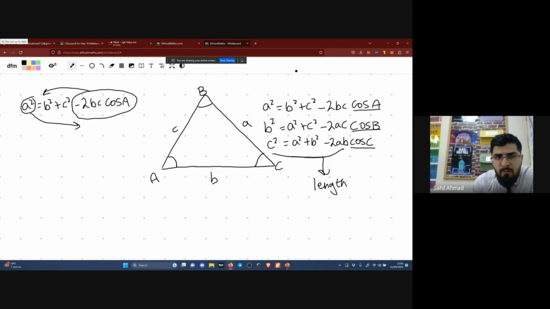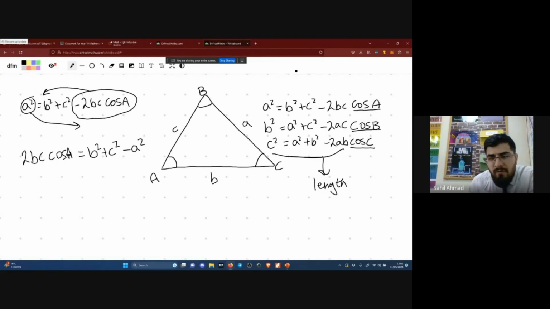Well, if this comes over here, we go from a negative to a positive. So this will become 2bc cos A is equal to b squared plus c squared, because this didn't go anywhere so it's still here, minus the a squared, because we went from a positive to a negative, so minus the a squared.